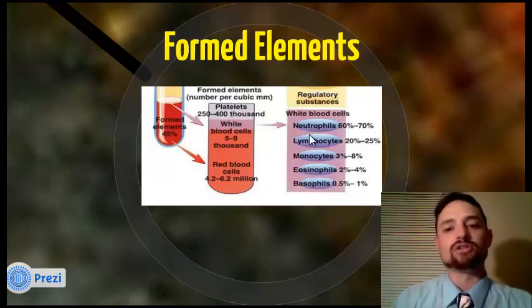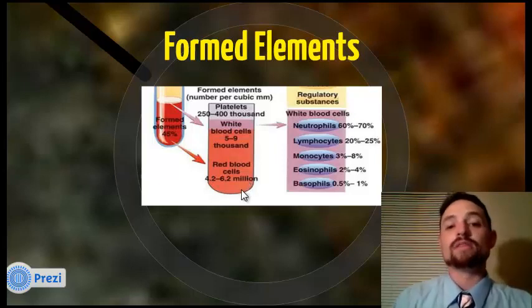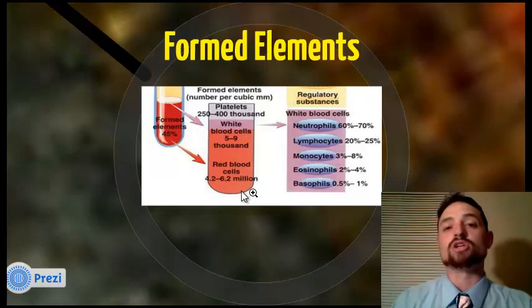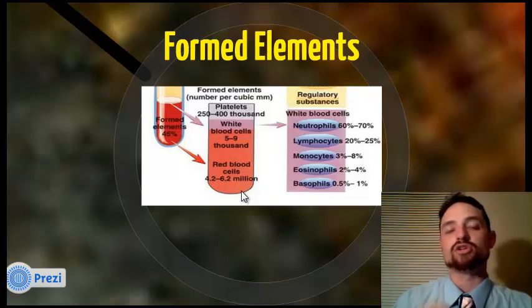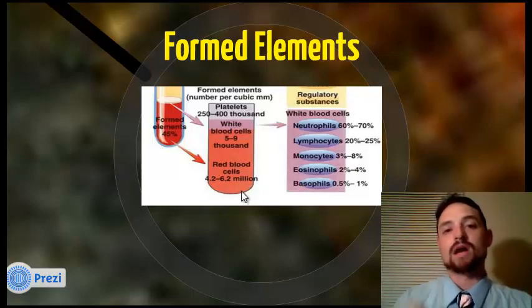The white blood cells you can see here: the neutrophils, lymphocytes, monocytes, eosinophils, and basophils. We're going to go into detail on those in the immune system, so I'm not going to talk much about them here. And then the red blood cells, also called erythrocytes. Erythrocytes are very important because they carry the oxygen that your body needs to all the parts of the body. The erythrocyte, or red blood cell, has the hemoglobin in it, and that's what that oxygen is going to bind to go everywhere it needs to go.